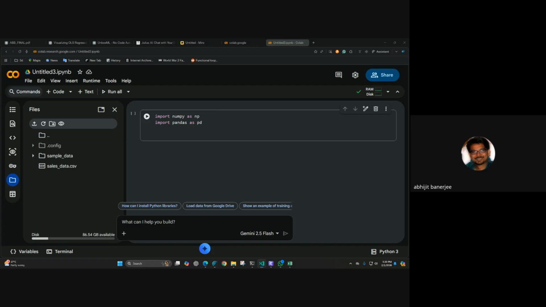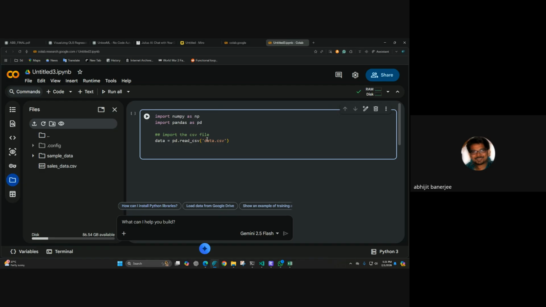How do I import these files? It's a CSV file. A CSV file is basically a normal file structure. I need to read this CSV file. How do I do that? What is the file's name? Sales data.csv. And we know that we can do that by simply writing data equals to PD dot read underscore CSV.